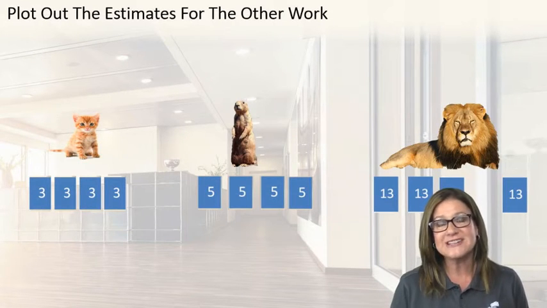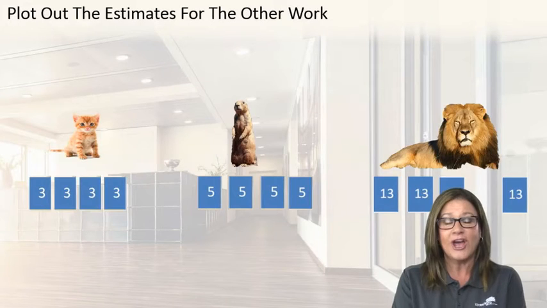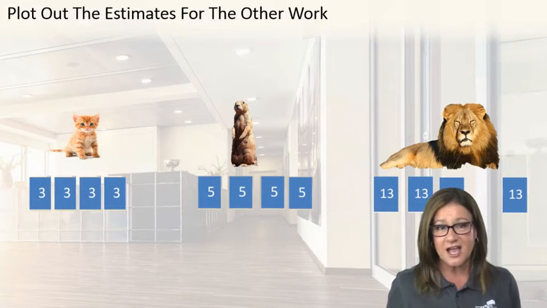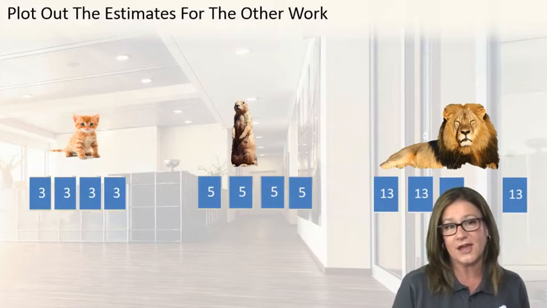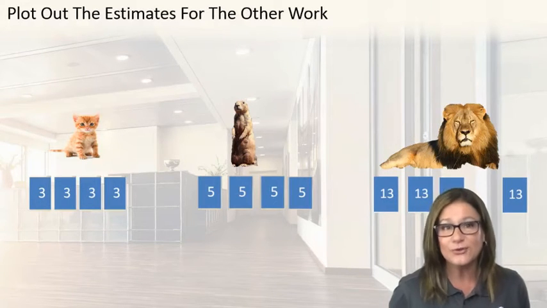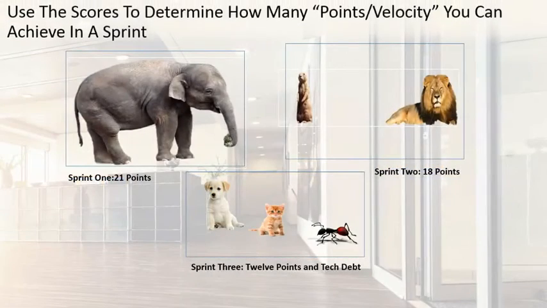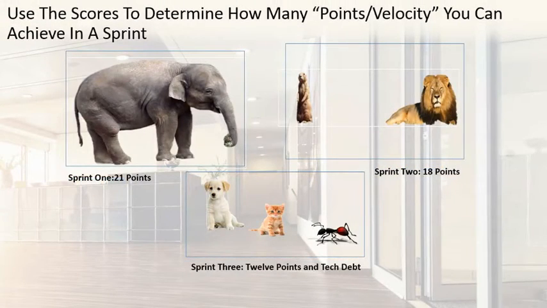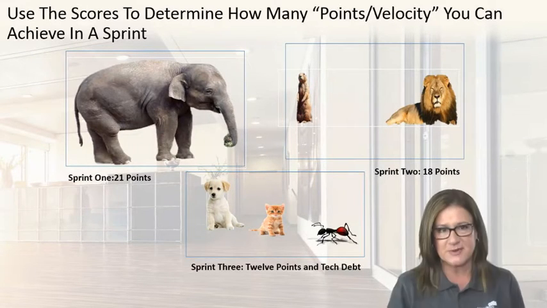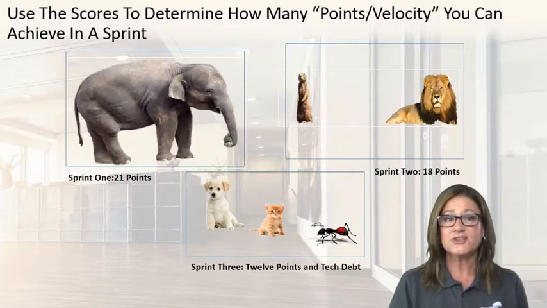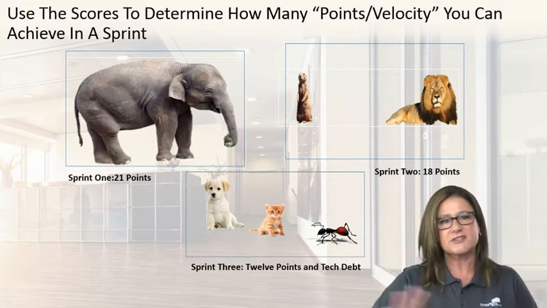The thing about poker is that everybody's going to keep their score down until everybody flips it over at the same exact time. And if we have to go through it a couple times to reach consensus, then we will do so. But when all is said and done, we as a team can figure out, based on poker, what kind of work we can accomplish in a sprint. We'll use the scores to determine how many points or velocity that we can achieve in a sprint. We've already decided as a team that the elephant is the largest piece of work. It's 21 points. That's our maximum velocity for a sprint. That's all we can accomplish.